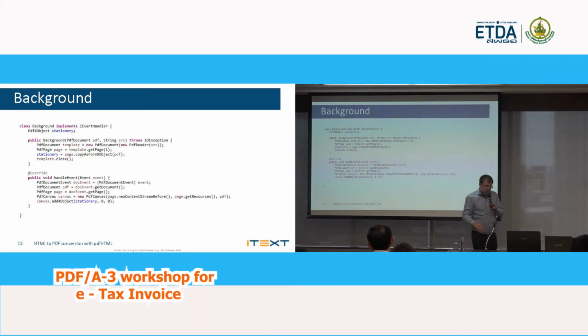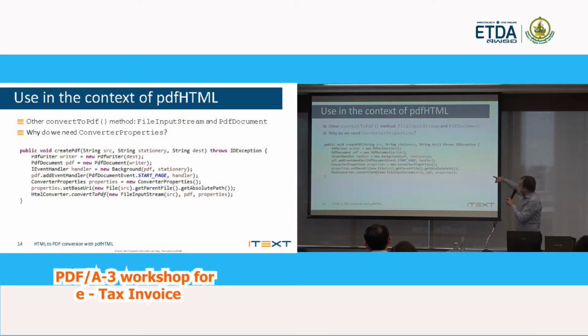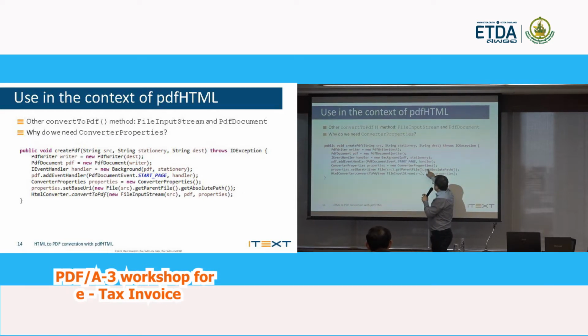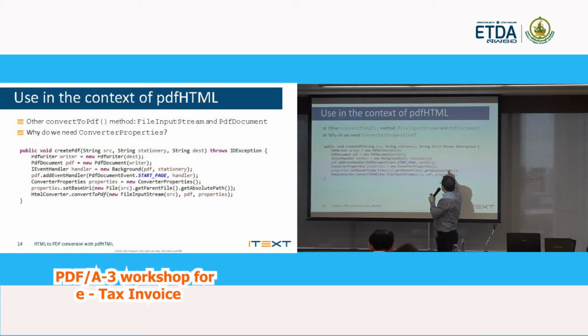And so this is convert to PDF. You have the writer, you have the document, you define the background, the handler, you say add event handler, every time you start a page, execute this event, and then we have converter properties, so we create new converter properties. Here we define an absolute path. So the code gets a little bit longer, but not substantially longer. It's just a matter of adding the correct properties and adding the correct handlers.